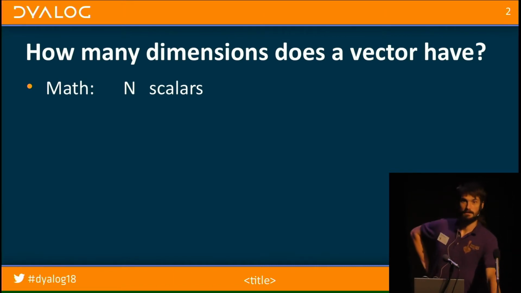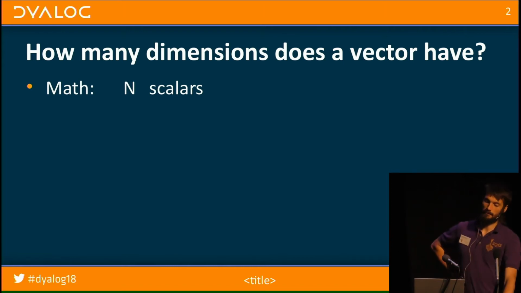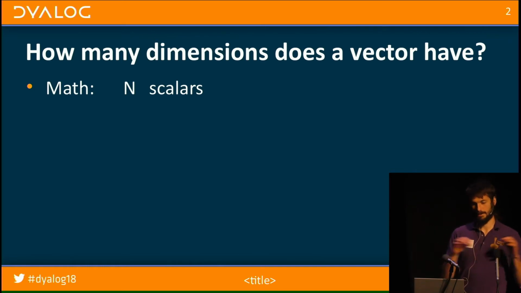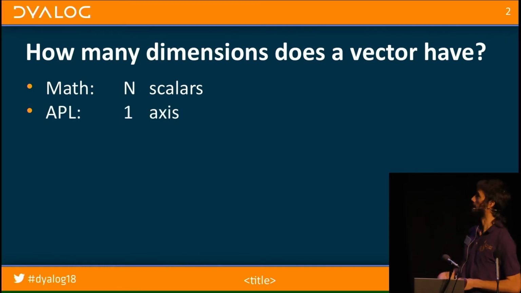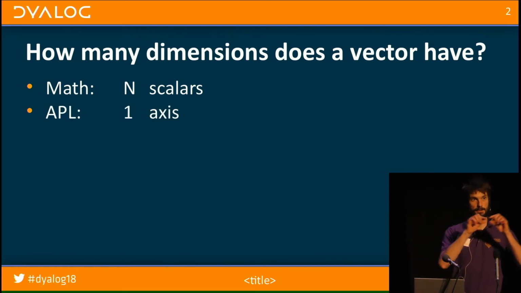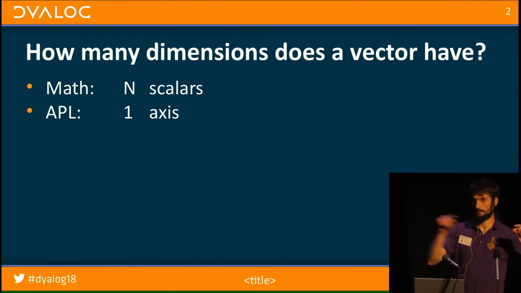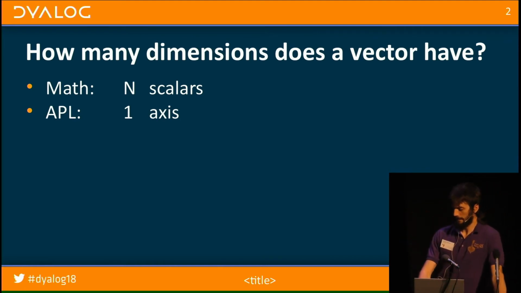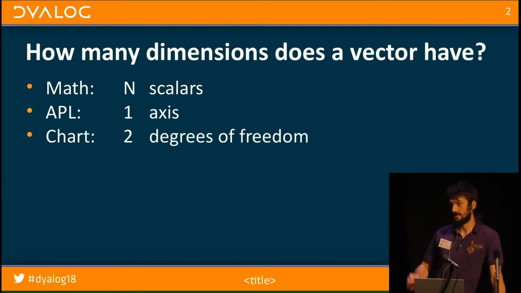Yeah? However, I'm a programmer, and I can see a vector as a collection. If you're an APLer, you would think a vector has one dimension, right? Because it goes in one direction. However, if you do charting, you realize that to plot a vector, you need 2 degrees of freedom. You need an xy plane, an x for index, and a y for values.